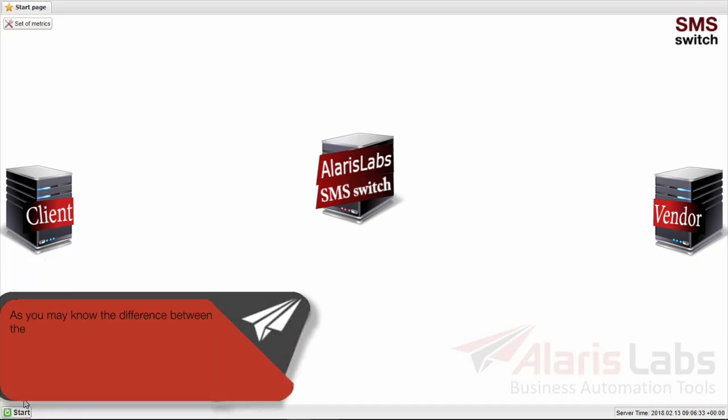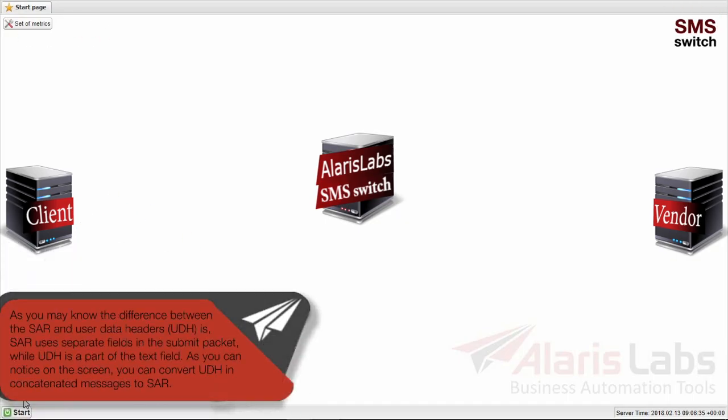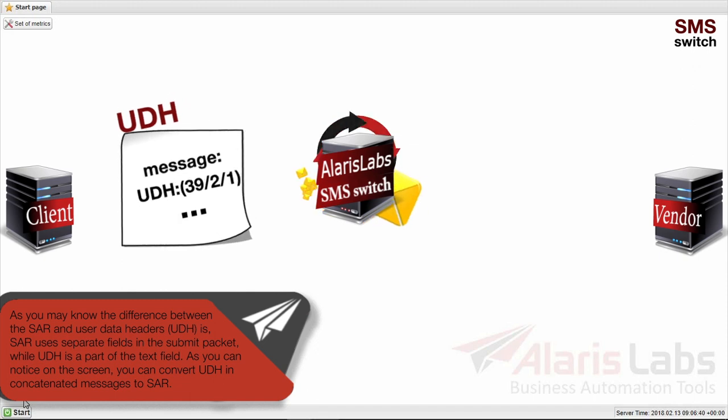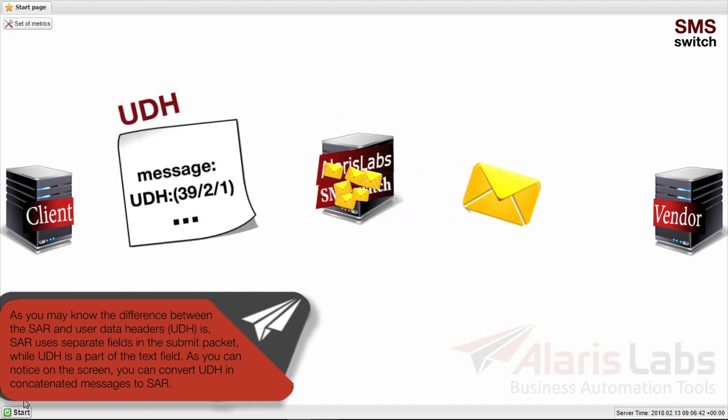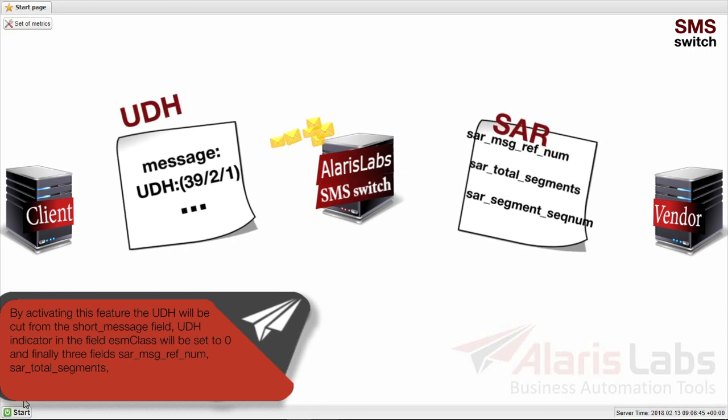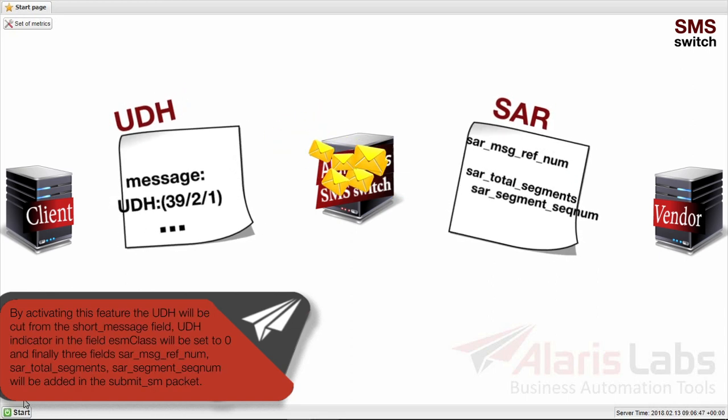As you may know, the difference between the SAR and user data headers UDH is SAR uses separate fields in the submit bucket, while UDH is a part of the text field. As you can notice on the screen, you can convert UDH in concatenated messages to SAR. By activating this feature, the UDH will be cut from the short message field.